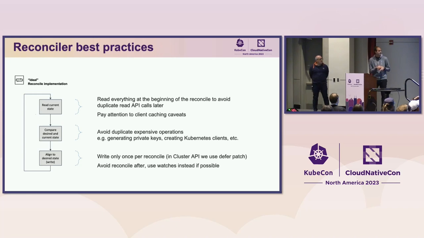Then try to write only once per reconcile. So what we're usually doing in Cluster API for the current object that we reconcile is, at the beginning of a reconcile function, we have basically a defer. So that whenever that reconcile finishes in some way, it doesn't matter if it's an error or not, we just do one patch call to this object.